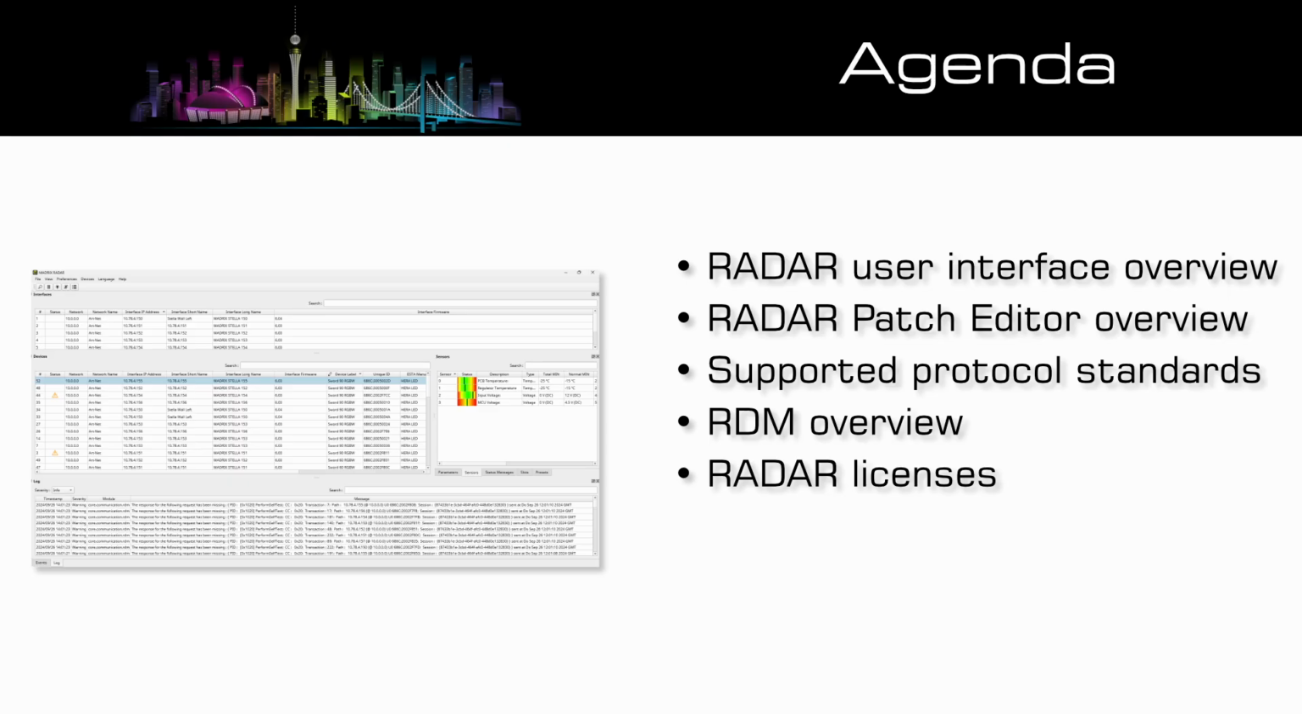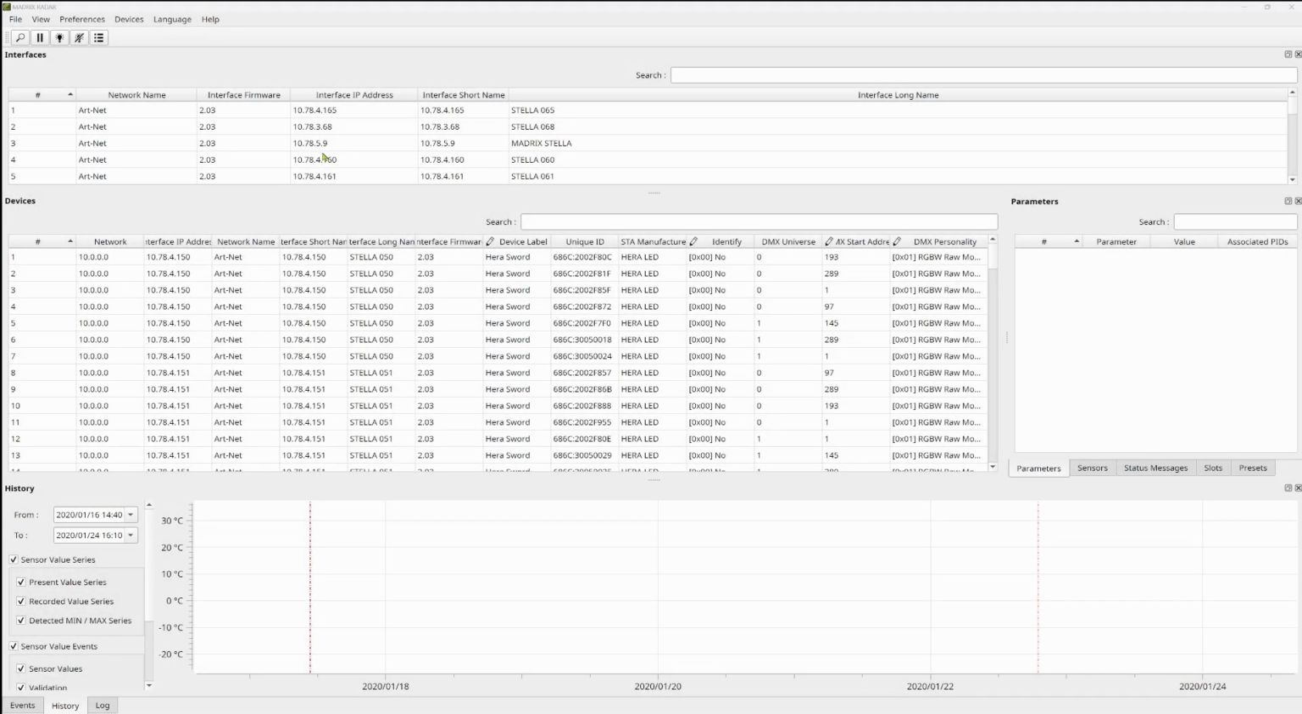Now, let us have a short overview of the MADRIX Radar software. In this tutorial, we will have only a short overview. Of course, we will have a deeper look into all the different sections of Radar in further tutorials. As you can see, by default, on top there is the interfaces view. In this view, all found ArtNet nodes are listed.